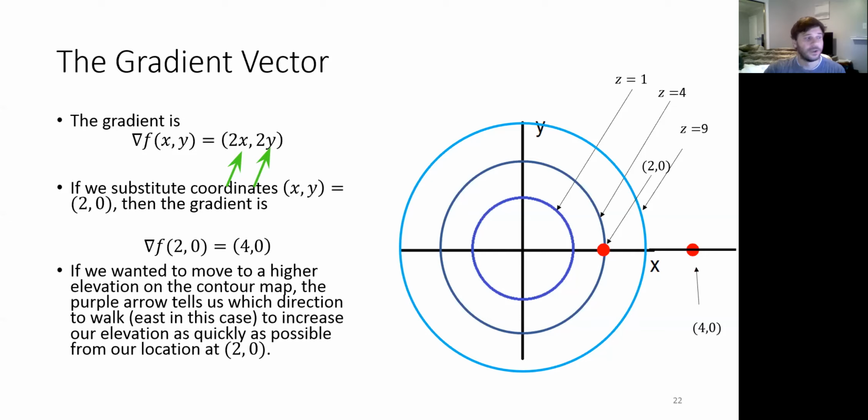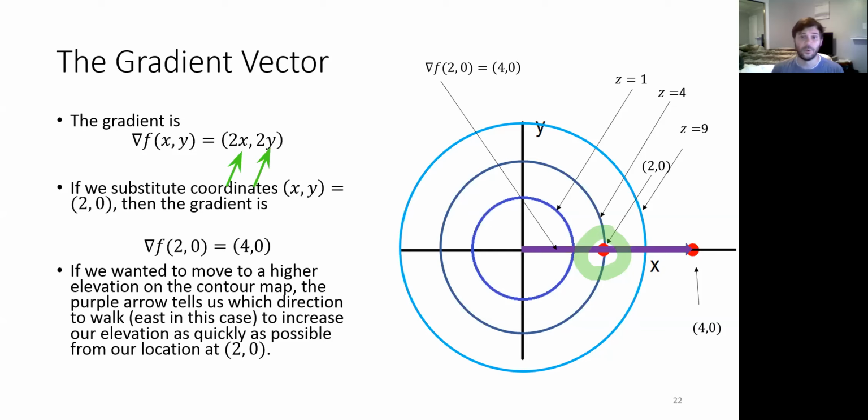So I'm suggesting here that if we were standing at our point 2, 0, and we walk in the direction of 4, 0, so if we walk in this direction where that purple line is pointed, that purple line is the gradient vector. If we walk in that direction from 2, 0, that will move us up the function as fast as possible than if we walked in any other direction. This is saying we should walk directly to the right, directly east. That is the gradient vector.